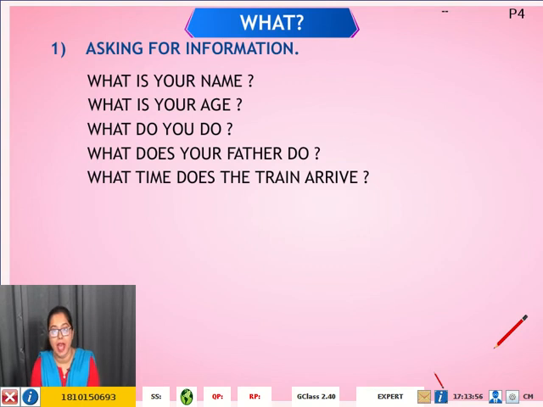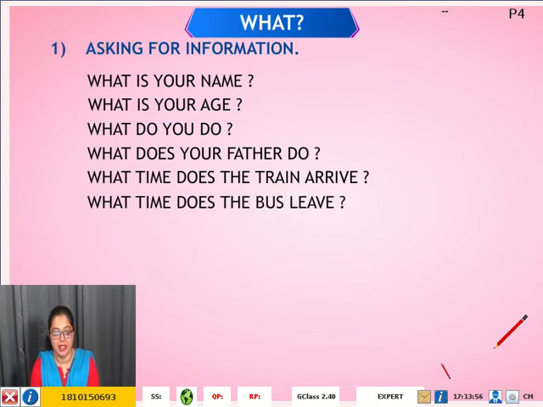Another example we have on the screen is, what time does the train arrive? So these are the questions that we are asking for information. These questions using the WH word what, we are asking for the information, right? So I hope the concept is clear. Another example that is coming up on your screen is, what time does the bus leave?